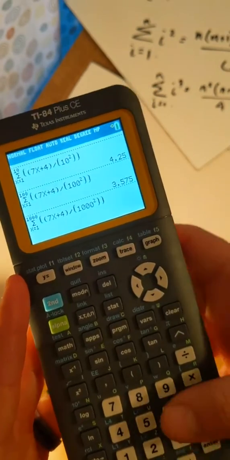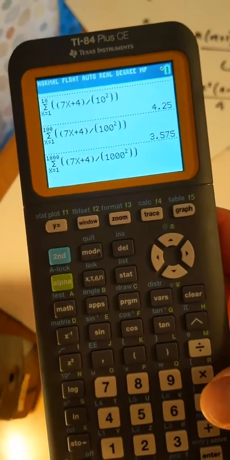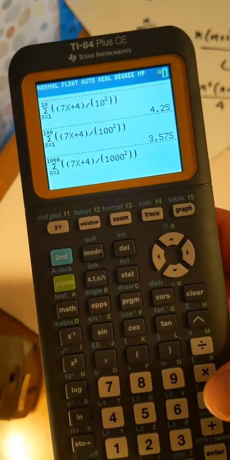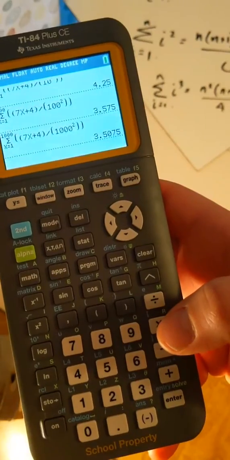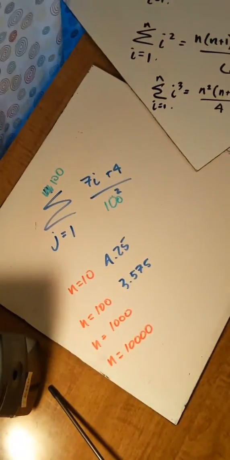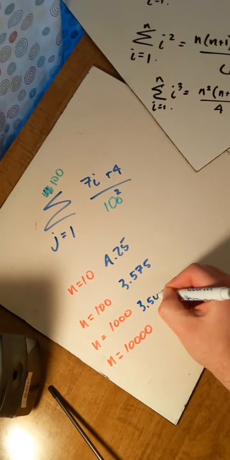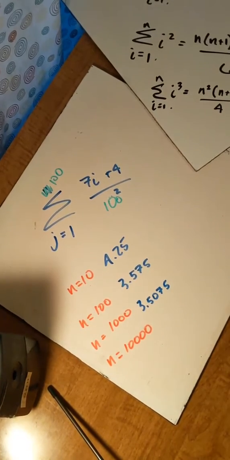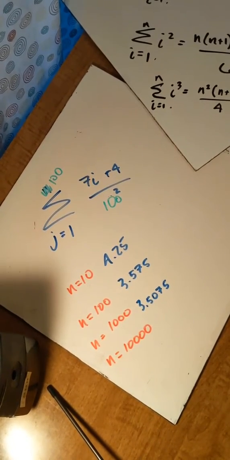And press enter. Now it's going to take a calculator a long time because the calculator actually goes through and writes them all down and adds them all up. Okay, so 3.5075. And I believe on Canvas you have to type in 4 decimal places.